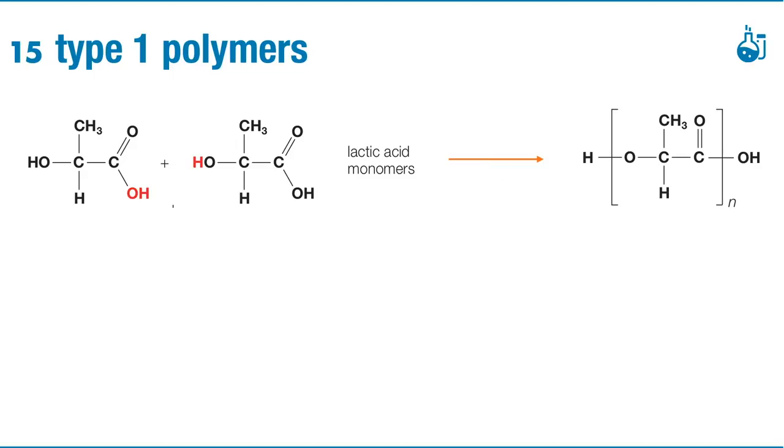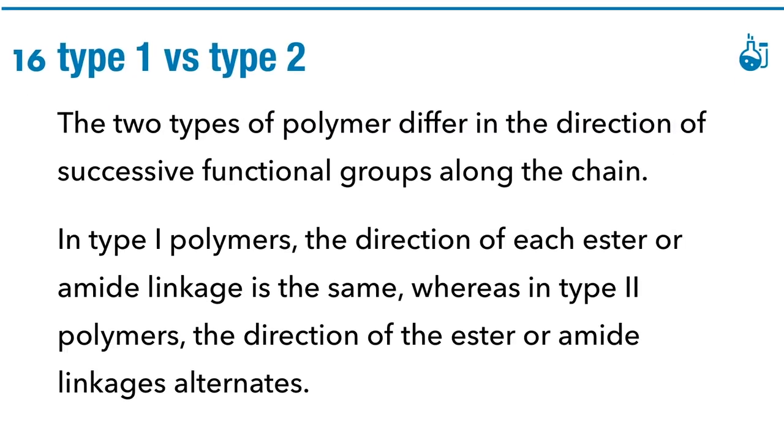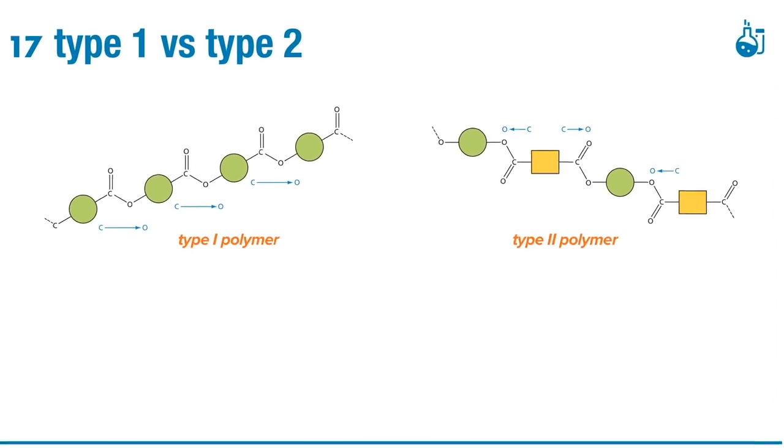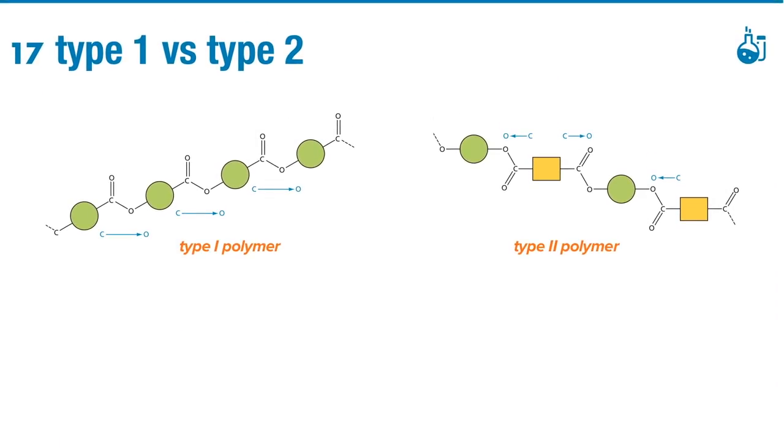When you need two monomers, it's called a copolymer. This only needs one monomer. This is type 1 polymers. So, what are the differences? They'll give you a different direction of the successive functional groups. How? This is an example of this, guys. This is type 1, this is type 2. In type 1, it'll always be the same direction.